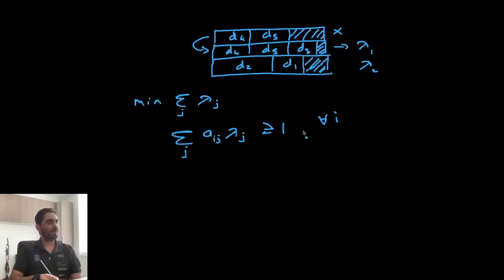Now the problem with this kind of formulation is that it has just too many columns. Think about how many patterns I'm considering. For each item I have two choices: either I put that item in that pattern or not. So there are 2 raised to m possible patterns, for m different items. So this many different patterns are there, and for each of them I have a different lambda variable. That's just too many.